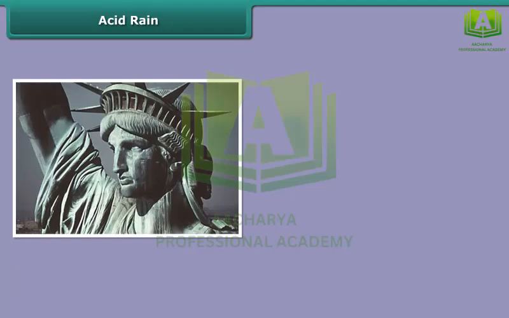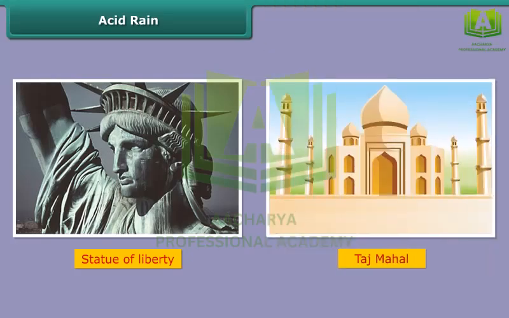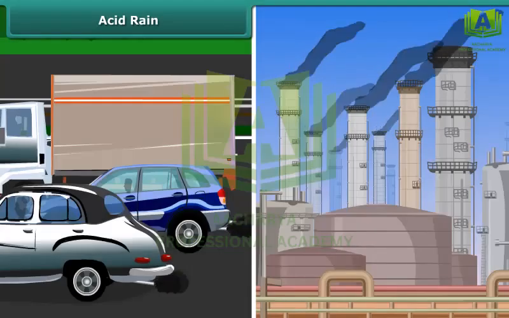These are the images of Statue of Liberty in New York and Taj Mahal in Agra. They are badly damaged due to acid rain. Do you know what causes acid rain?